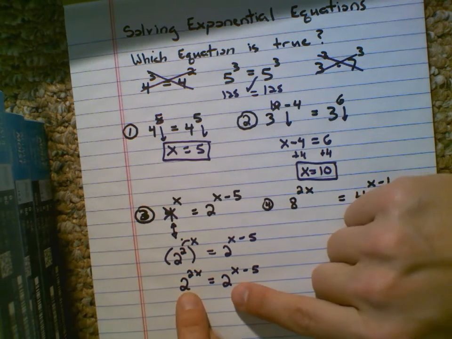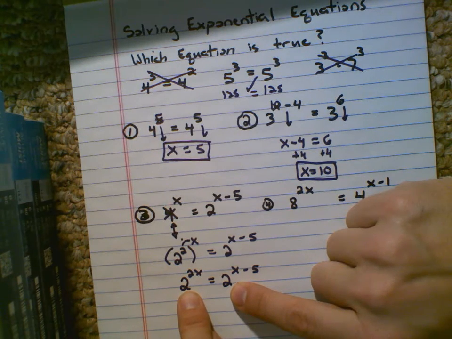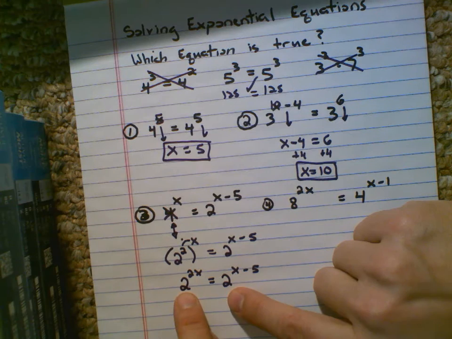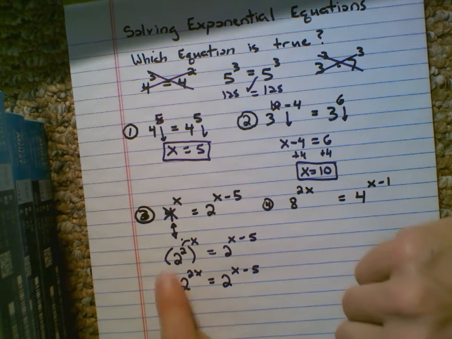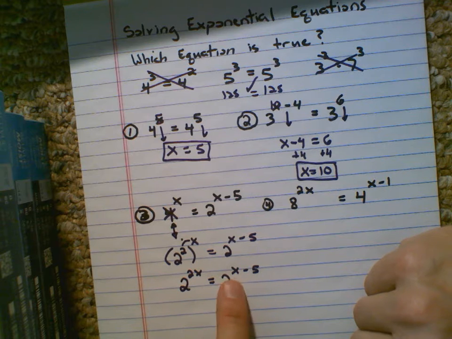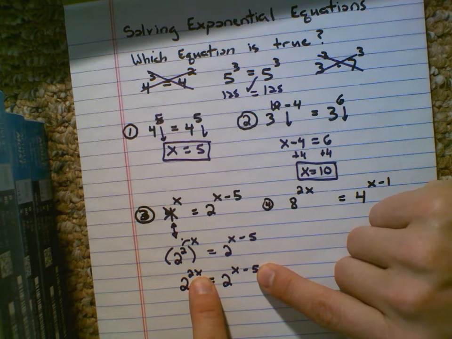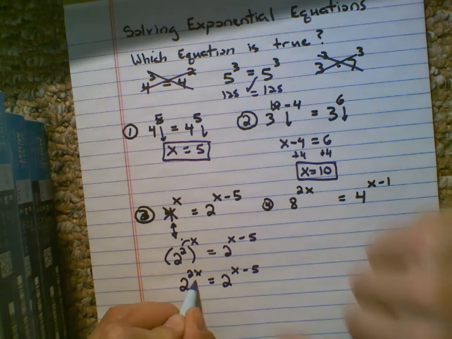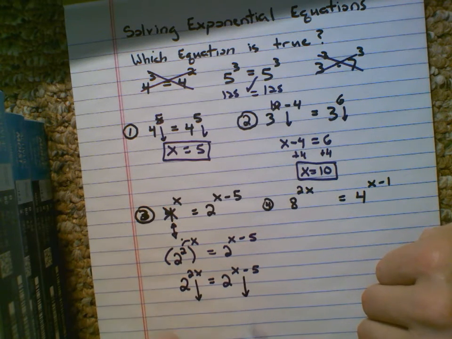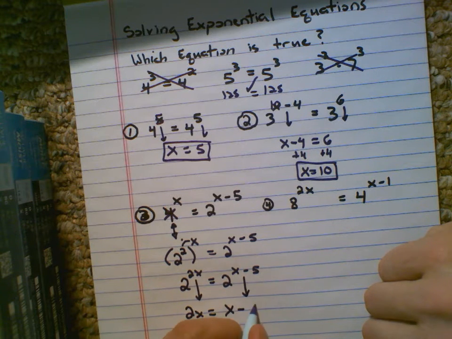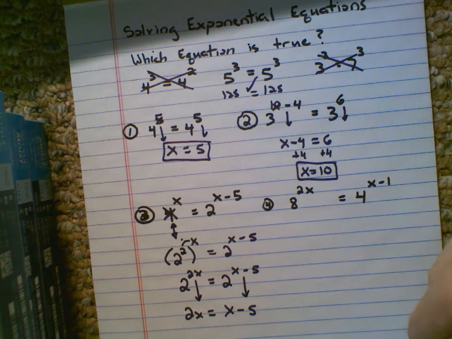I wanted to get the bases the same. Why did I want to get the bases the same? Because I knew once I had these bases to be the same, okay, they're both a 2 now, that in order for this expression to be equal to this expression, the exponents must also be the same. So now, once the bases are the same, I can just drop the exponents down and set them equal to one another. 2x must equal x minus 5 in order for these two expressions to be the same.